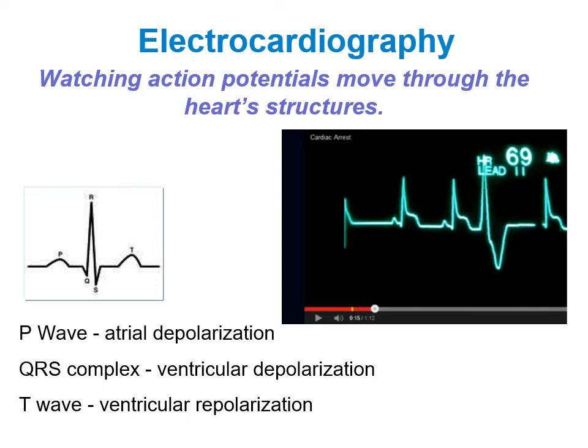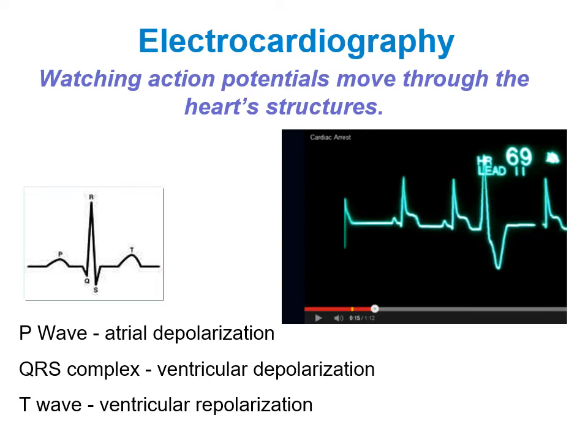P wave. Pacemaker potentials are being generated at the SA node, and the resulting action potentials are moving through the atrial myocardium. This electrical event is known as atrial self-depolarization. The atria will contract in the flat line that follows.